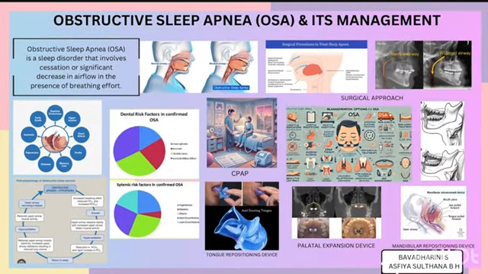Finally, we conclude by saying that the aim of all these approaches is to improve the patency of upper airway by increasing its dimension and decreasing the collapsibility.